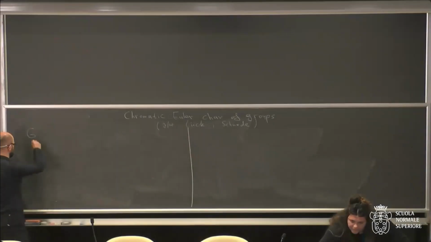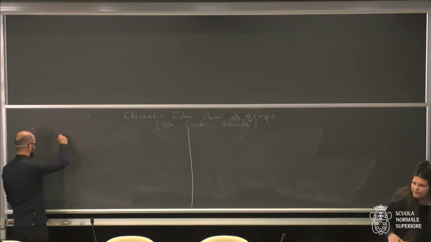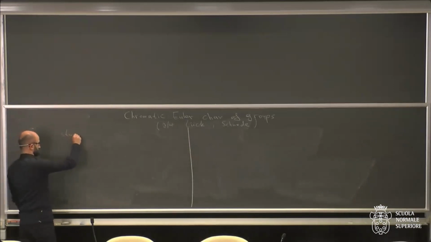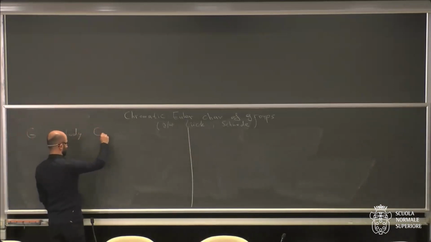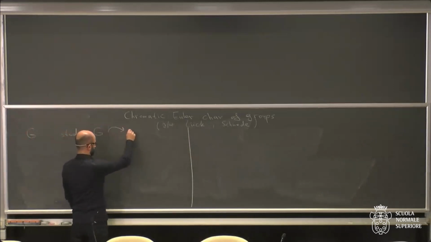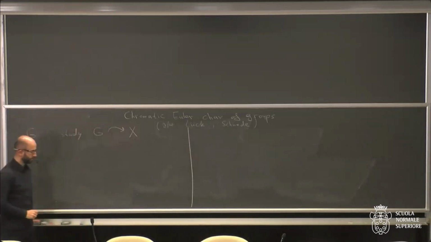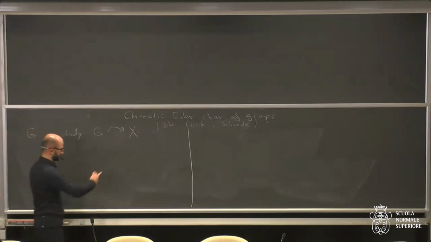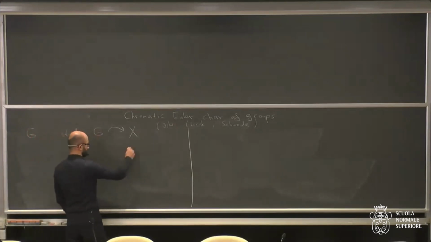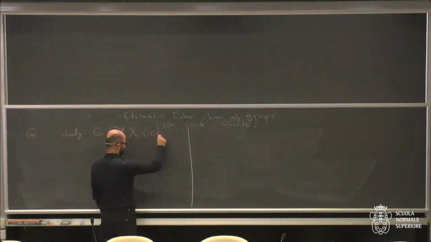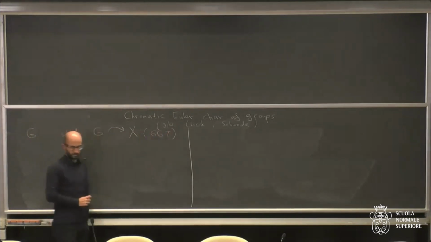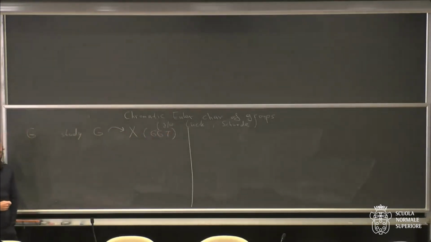So to study a group G, you study groups acting on spaces. So you have some space X, and then you want to study G. A good way to study G is to look at the action of G on some interesting spaces X, and that's basically the goal of GGT. Geometric group theory is studying groups via actions on spaces.